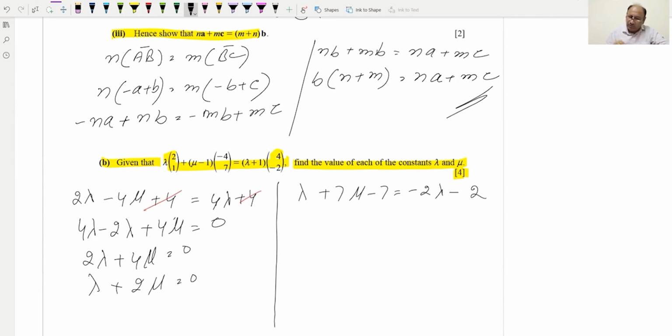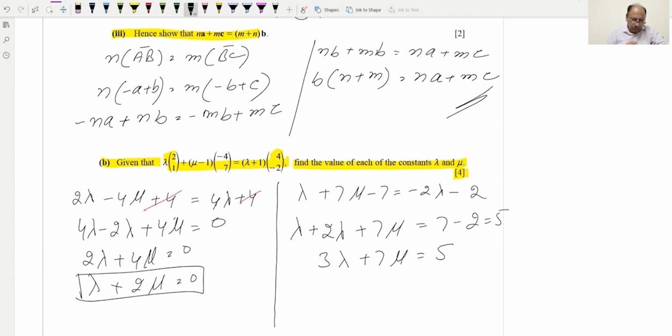In this one we can solve the other equation, where we shift everything to this side, so it will be lambda plus 2 lambda plus 7 mu is equal to 7 minus 2, which is equal to 5. So our equation will become 3 lambda plus 7 mu is equal to 5. Now these are the two simultaneous equations which we can solve. One is this one and the second is this one.